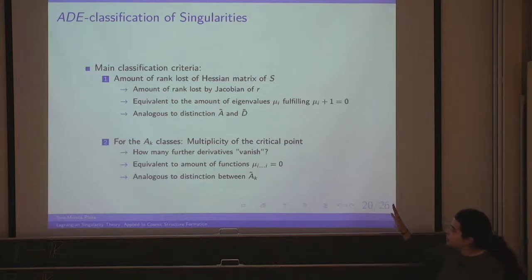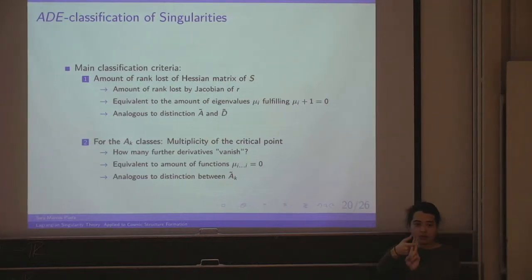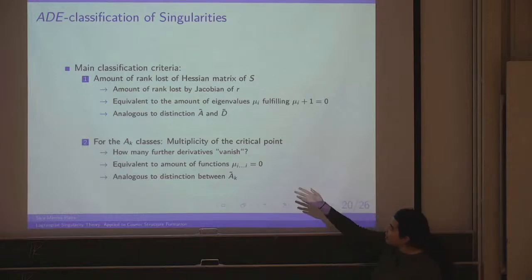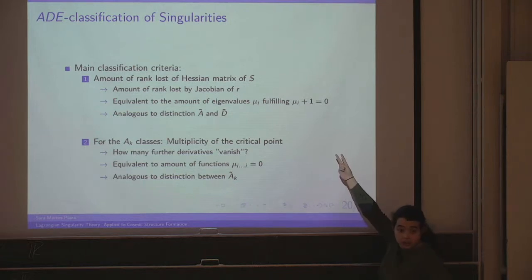Generally, the ADE classification of singularities amounts to 2 criteria. The first criterion is to take a look at the amount of rank lost of the Hessian matrix of S, which is nothing else than to take a look at how much rank my function R loses. So the same thing as a normal singularity theory. If we take a look at the physical categorization that we did in the beginning, this is equivalent to the amount of eigenvalues that fulfill that condition. We saw it with the density thing, right?